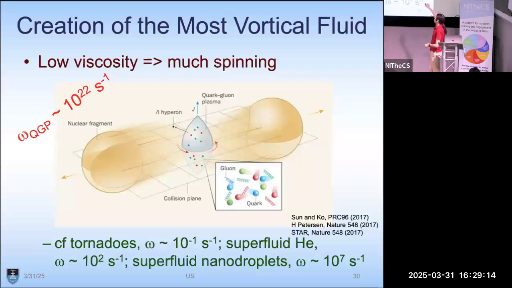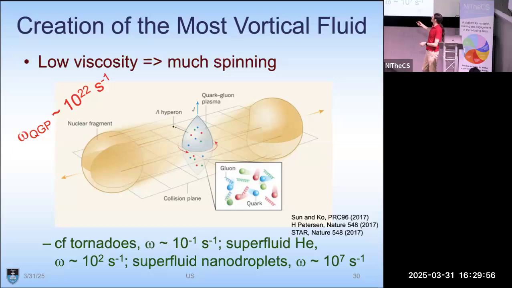And you could ask, okay, well, how fast do we think that this thing will rotate? And the extracted value is about 10 to the 22 radians per second. Now that sounds like a large number, and it is an extraordinarily large number. So tornadoes have an angular velocity of about 1/10 of a radian per second. That seems pretty fast to me. But then we can go to superfluid helium. That's about 100 radians per second. And then the fastest rotating object that had ever been seen before were superfluid nanodroplets at about 10 to the 7 radians per second. So this is 15 orders of magnitude faster rotation.